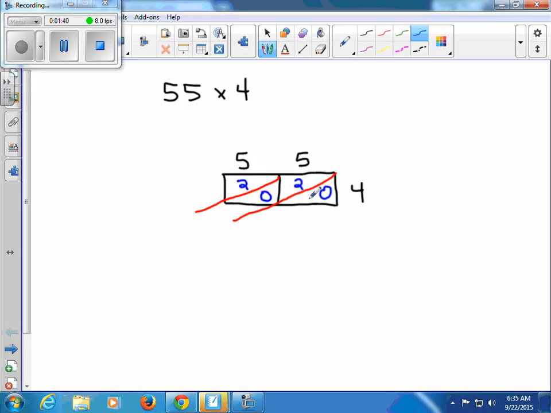Now to solve this, you just add down the diagonal. So in this diagonal, we have a 0. In this diagonal, we have a 2. And in this diagonal, we have a 2. So 55 times 4 gives us 220. So that was a very simple problem. Now we can make it a little bit more complex.